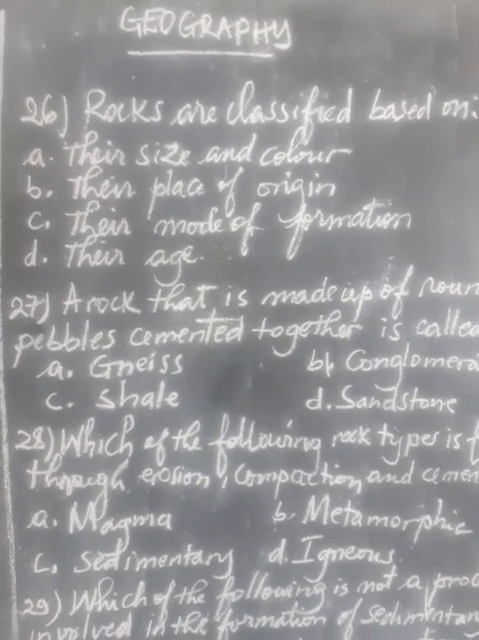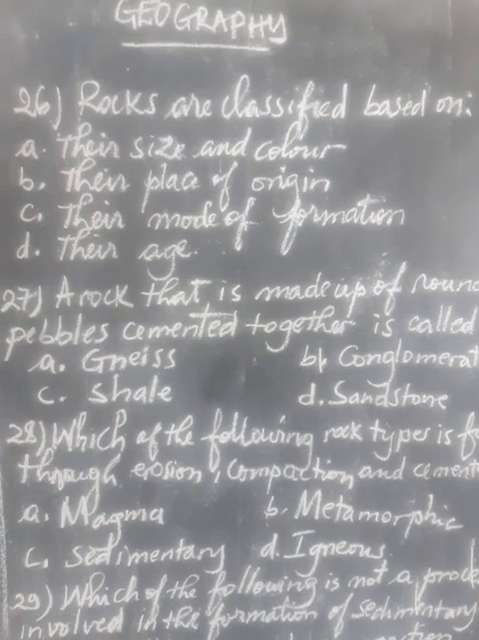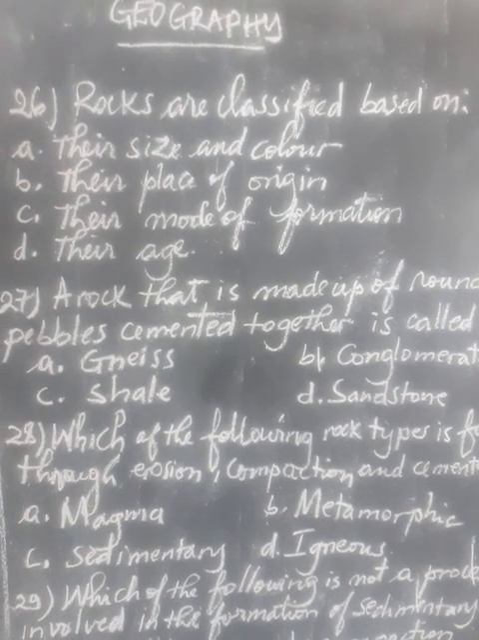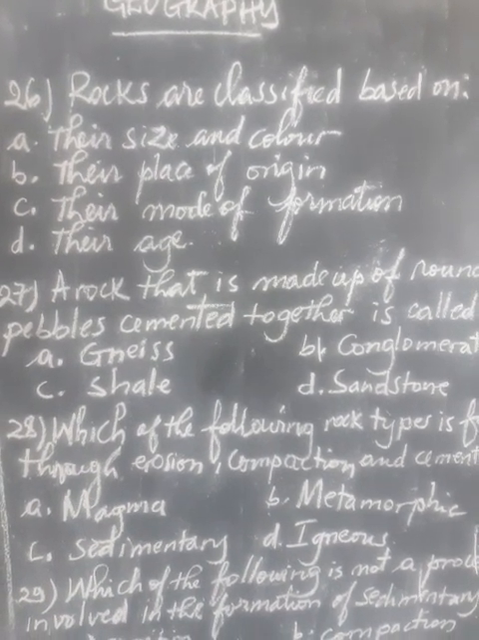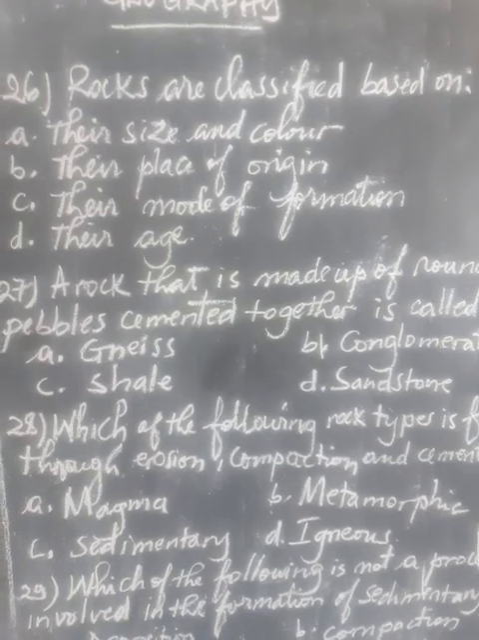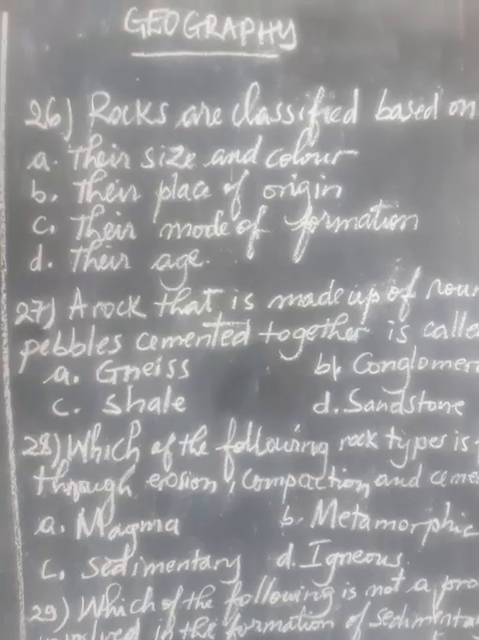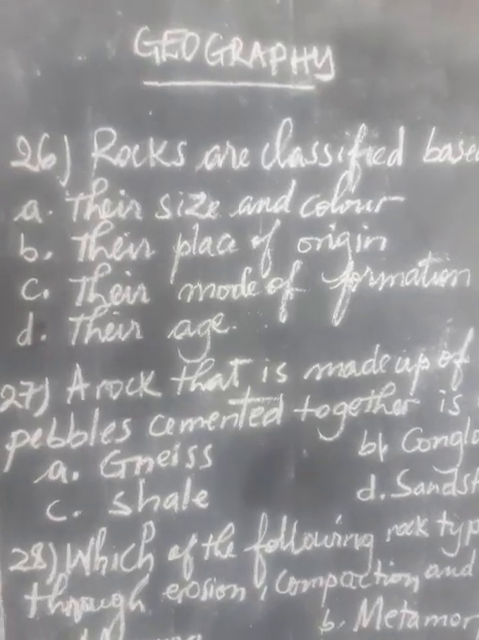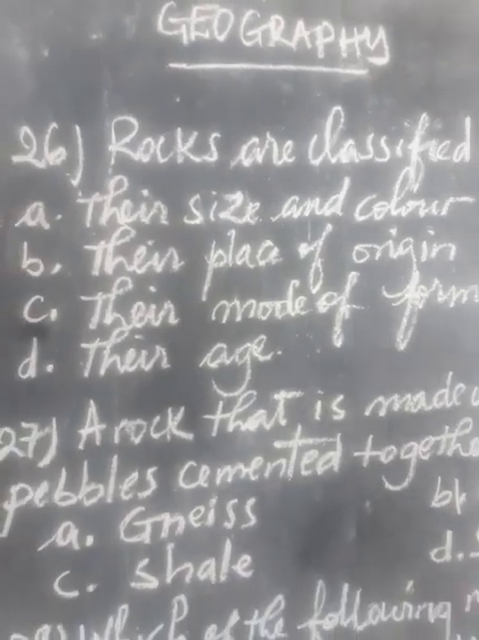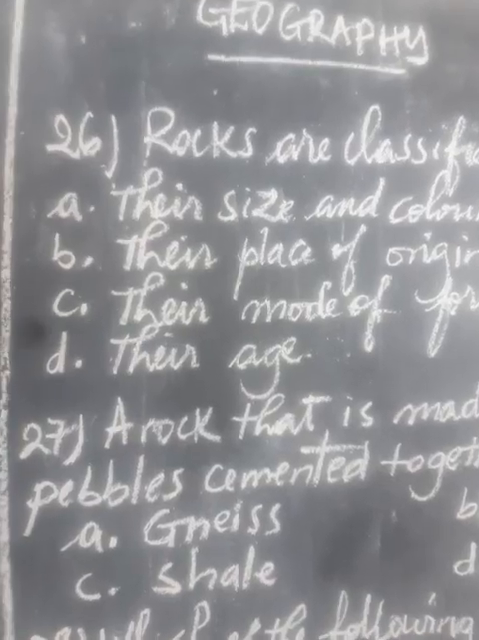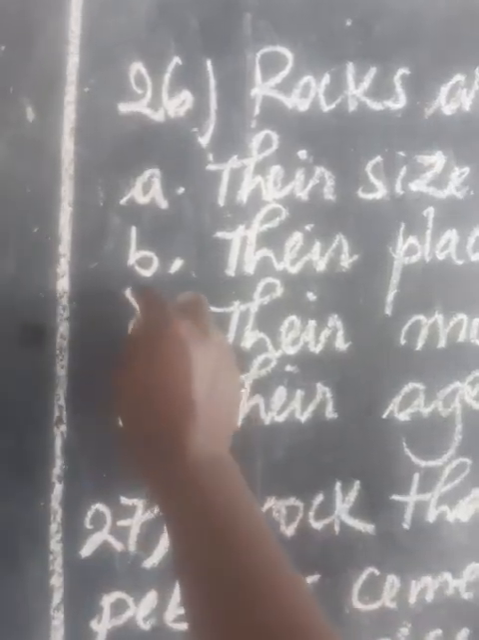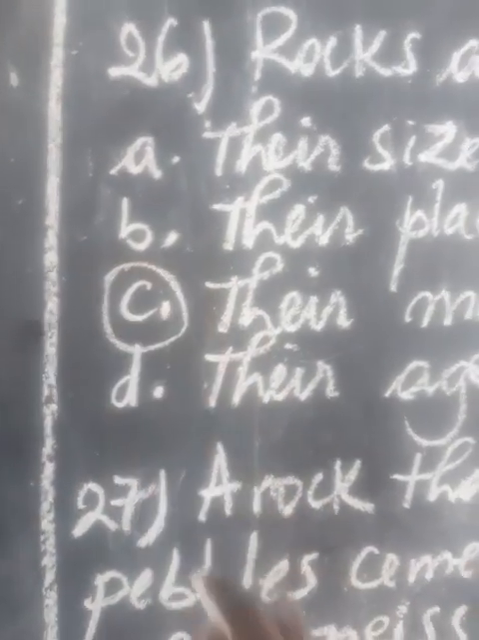Rocks are classified based on A, their size and color, B, their place of origin, C, their mode of formation, D, their age. So normally rocks are classified according to their modes of formation. Therefore the correct answer is C, because rocks are classified according to their modes of formation, or according to how they were formed.